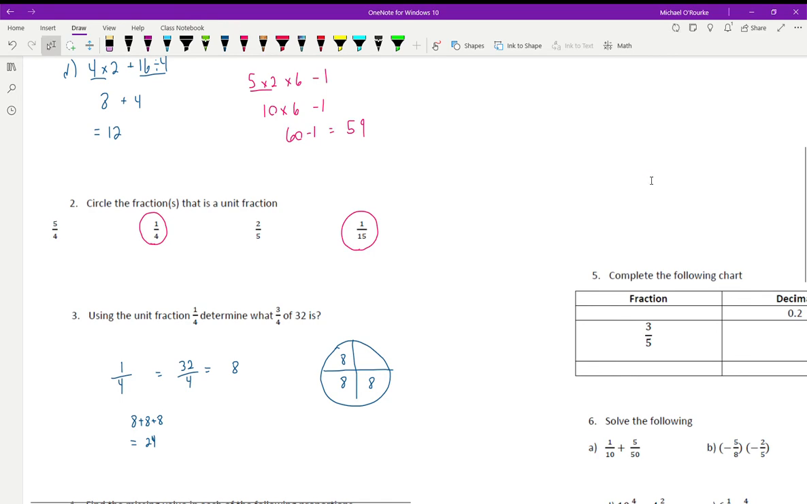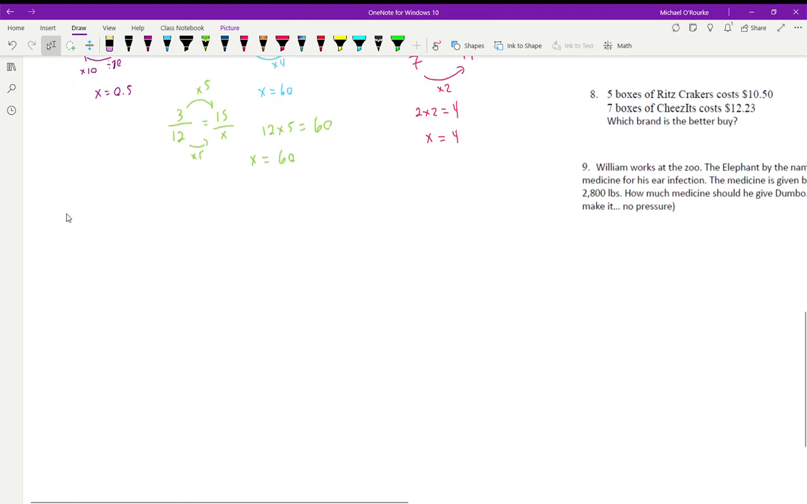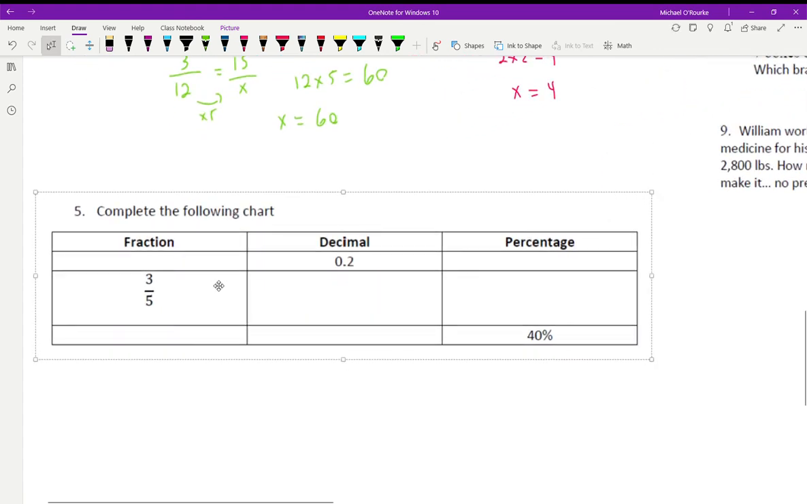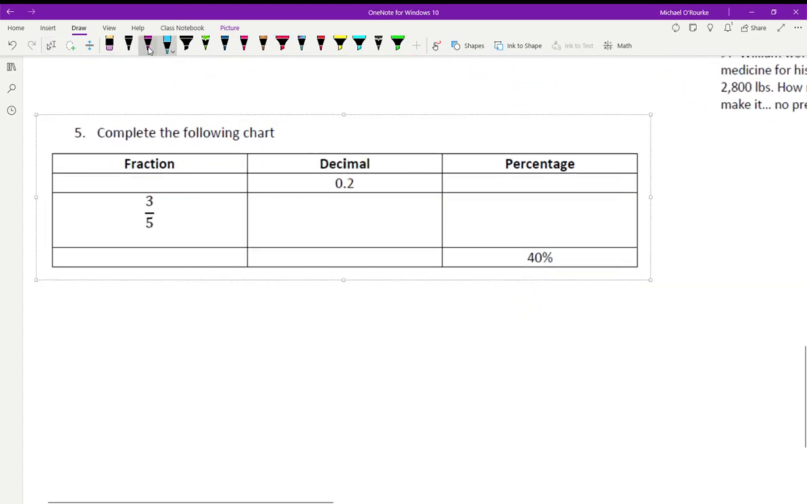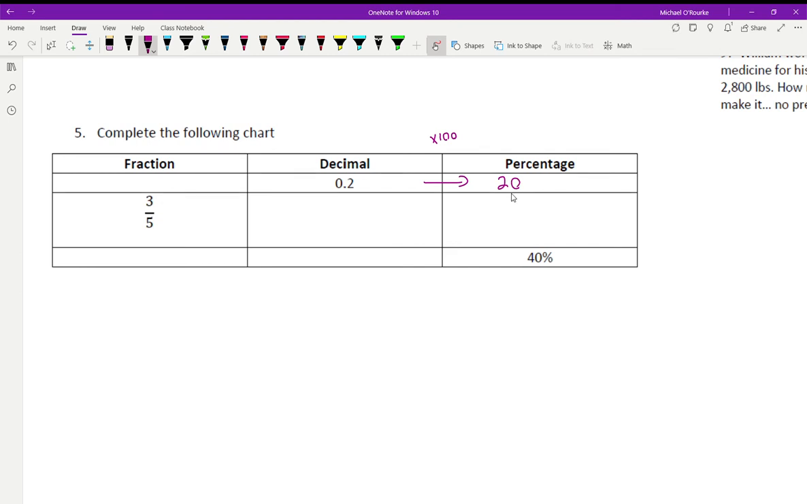Just did this one. Let's grab this one. All right. So for this here, you need to change it from fraction, decimal, to percent. So from percent to fraction, from decimal to percent, we times by 100. So that's going to be 20. 0.2 times 100 is 20.